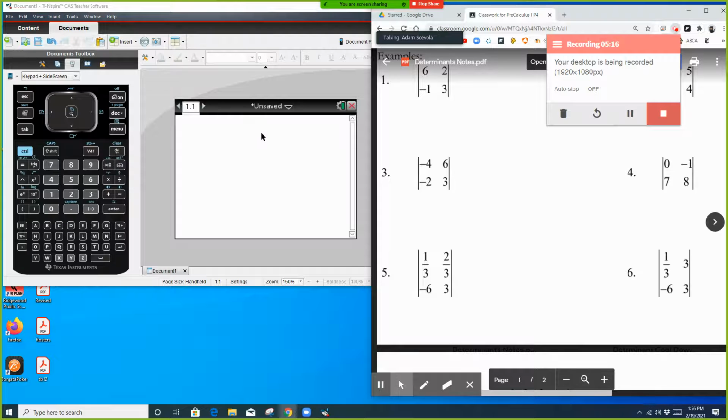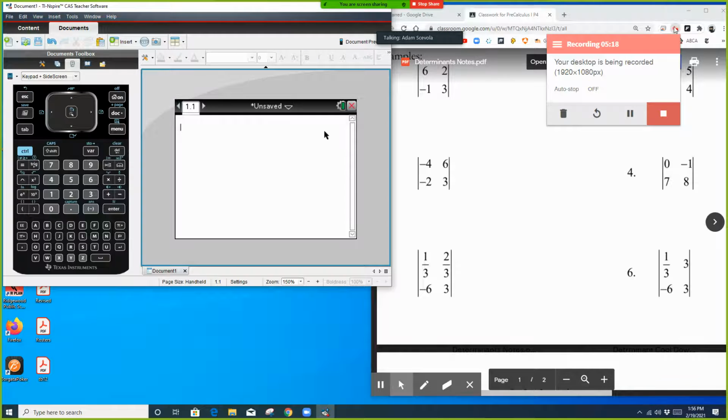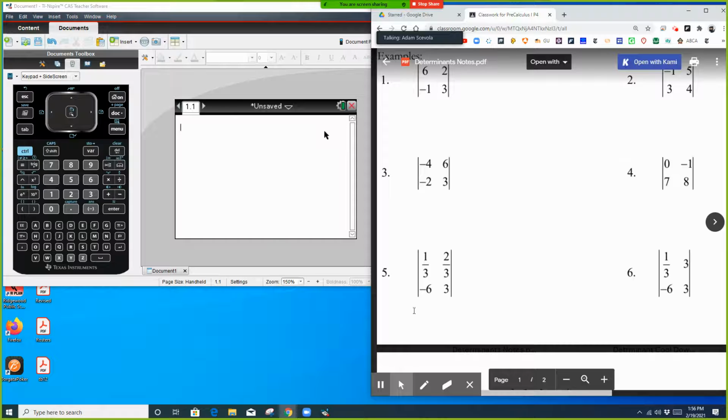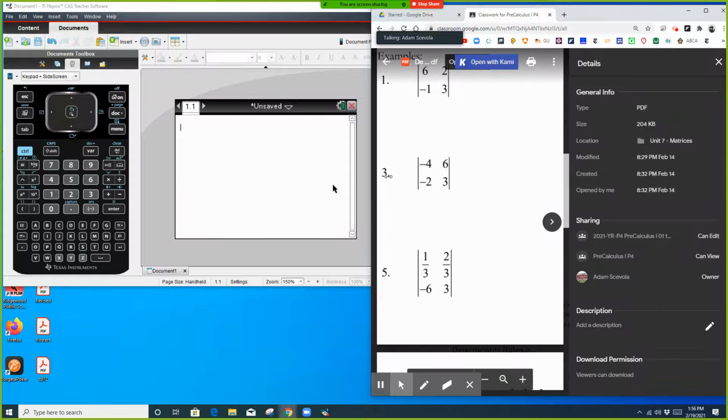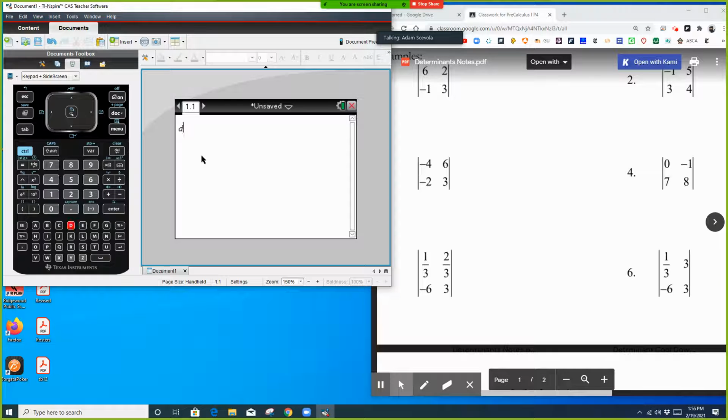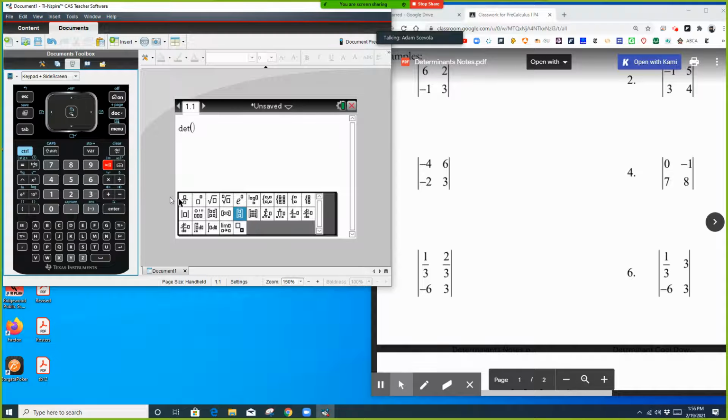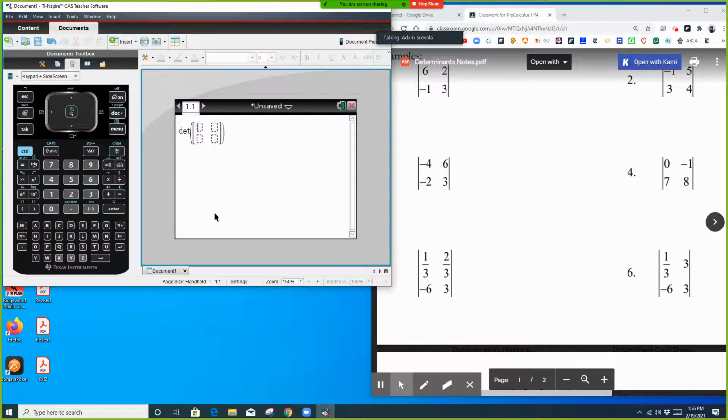All right, so now how to do determinants on the calculator. If we're doing number 4 here on the right, first we can just type in with the keypad DET. You just type in DET, then put an open parenthesis, and then inside the parentheses, just put the matrix. So hit the button next to the 9, find the matrix button, and type it in. So 0, -1, 7, and 8. So if you got 7 for number 4, nice work.